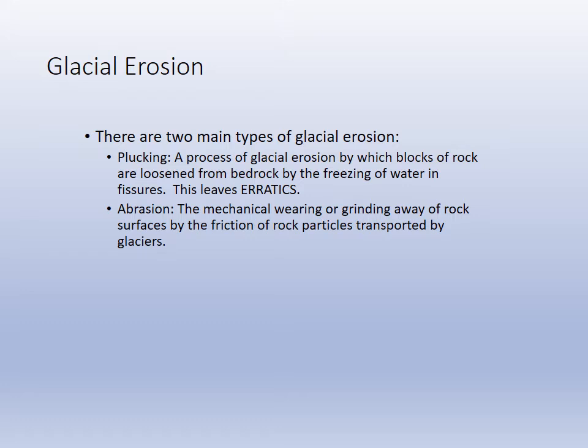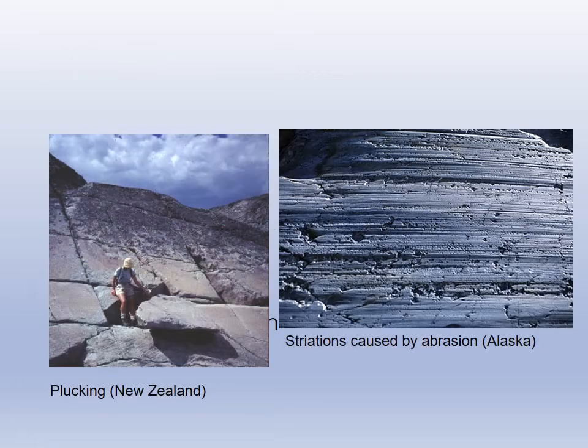Glaciers are key in erosion. The most common is abrasion, but plucking also is a form of glacial erosion. When the ice melts, plucking leaves boulders, which we call erratics. Here is evidence of glacier erosion, one in New Zealand and one in Alaska.